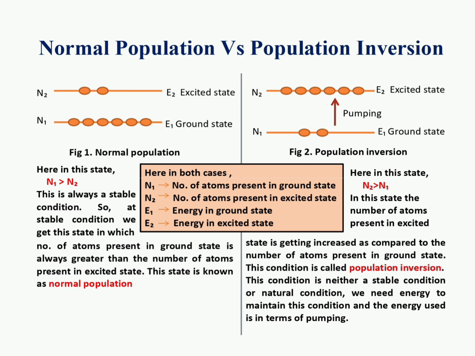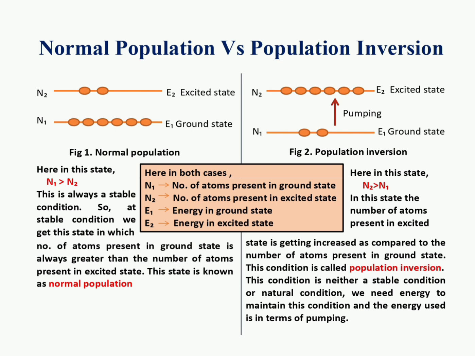So first, let us see the left hand side, which is depicting normal population. Here in this case, N1 is greater than N2, that is, more number of atoms are present in the lower state than in the higher state. So this is a stable condition. And this state is known as normal population, where the number of atoms present in the ground state is always greater than the number of atoms present in the excited state.